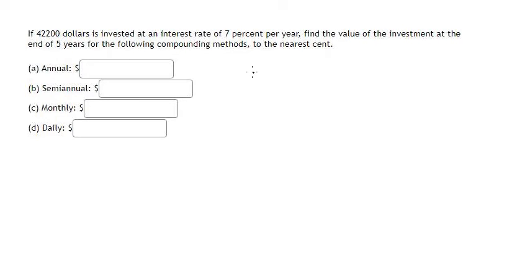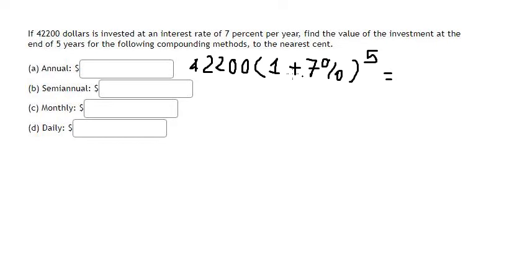About annual, we know that we have 42,200. We multiply by 1 plus 7%. This is about interest rate to the power of t, and we know that t is 5 years. This one we have 59,187.68.